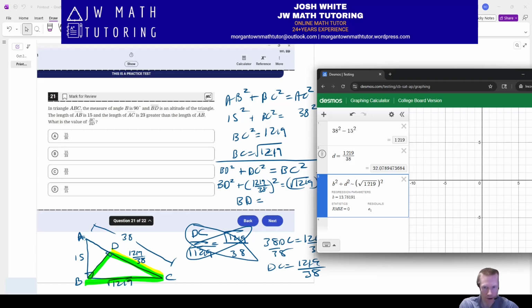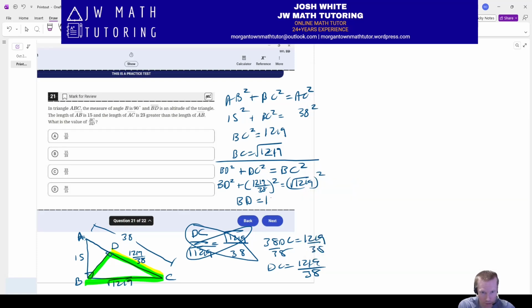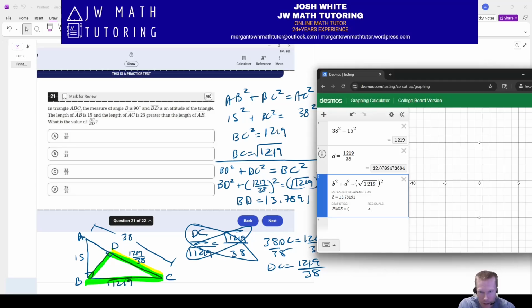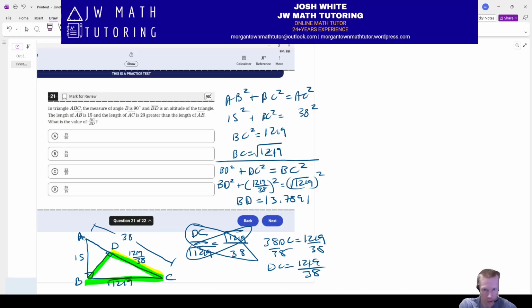So this is the value of BD, the altitude of the triangle, 13.78191. I'll just abbreviate that. Did I read that correctly? Yes, 13.78191. All right, now, last step. We just need to put BC, which is root 1219, over BD, which is the 13.78191.